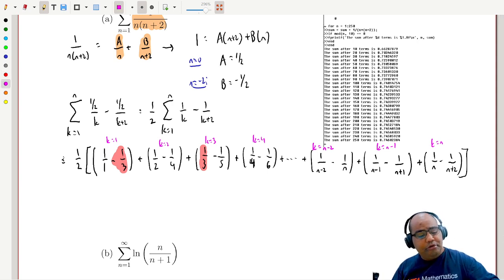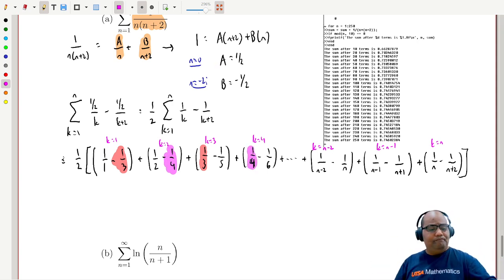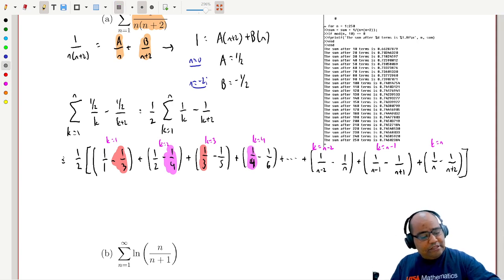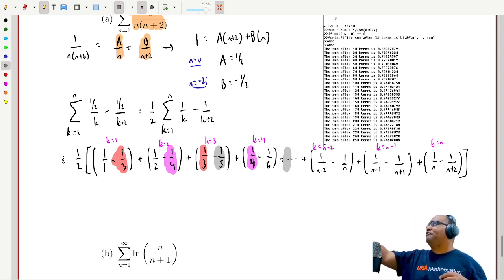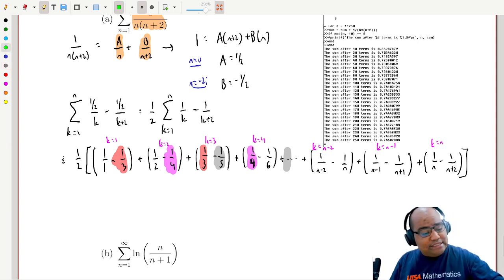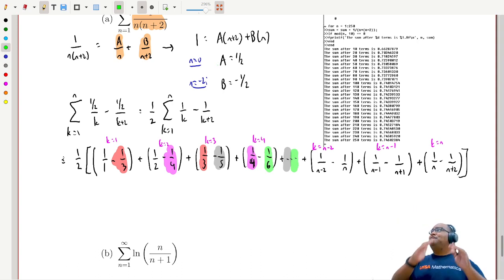Let's do a different color here. I have a minus 1/4 and a plus 1/4. Well, those terms also die out. And then in this grayish color, minus 1 over 5. And then what will come up here is a plus 1 over 5 somewhere in there for k equals 5. So that dies off. And likewise, minus 1 over 6, let's do this in green. Minus 1 over 6 will kill off somewhere here.